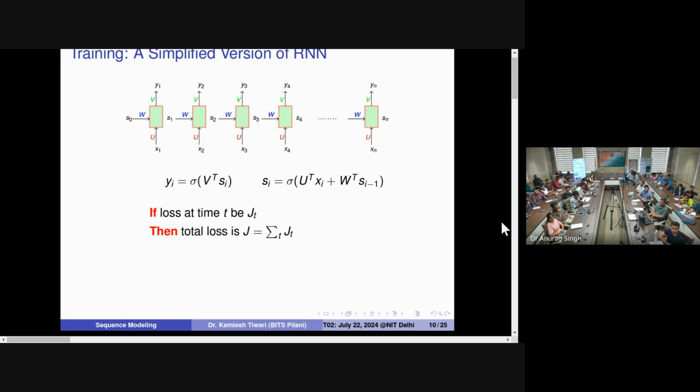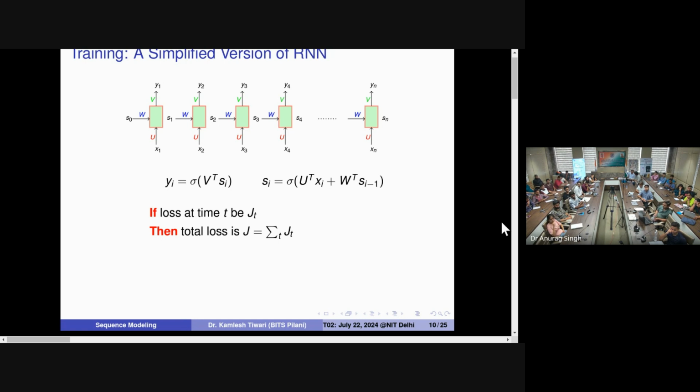The system is giving some output and I know what the right output should be, because at least at the time of training I know it. So using the difference between the output given here and the actual output, I can compute the loss. How can I compute the loss? Difference of these two values squared, okay, or L1 loss, difference of these values, L2 loss, or any other kind of loss you can apply. So what is the loss at time 1? What is the loss at time 2, time 3, time 4, time 5?